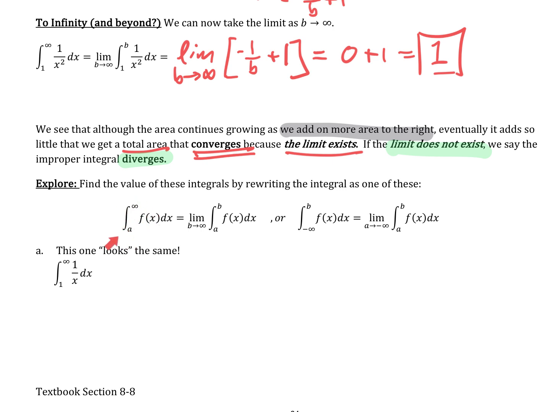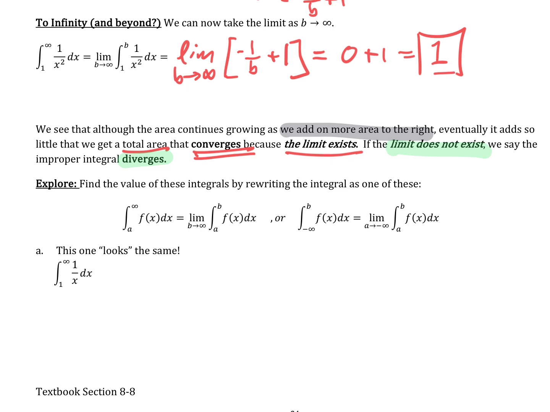So if we want to find the integral and we have a bound that's at infinity, well, we have to rewrite that from a to b, and we say what is the limit as b goes to infinity. Okay? Or we can go the other way. If we have negative infinity on the left, we can rewrite this as an integral from a to b, and we're going to crank a down to negative infinity. All right, so this one looks the same.